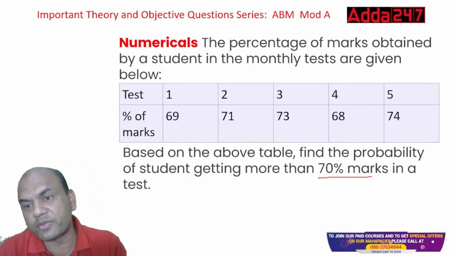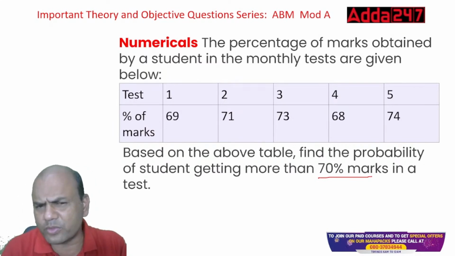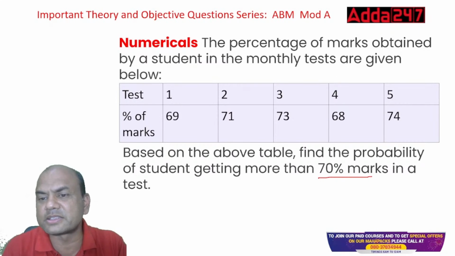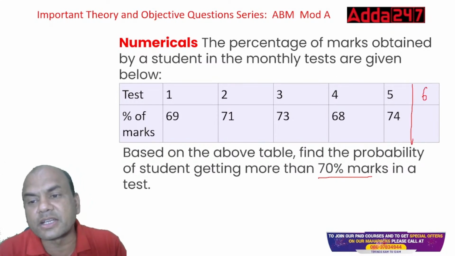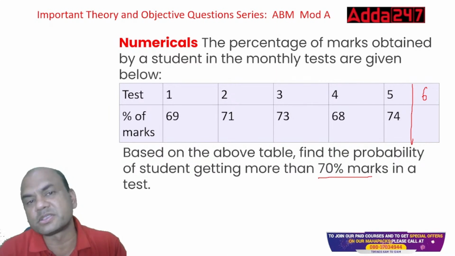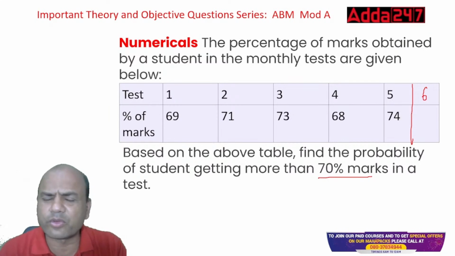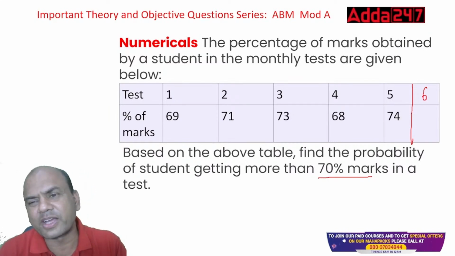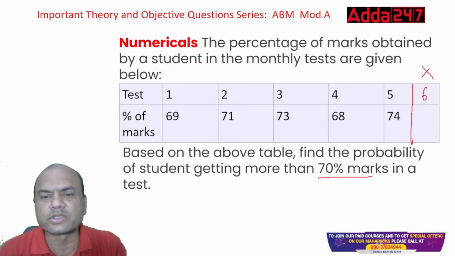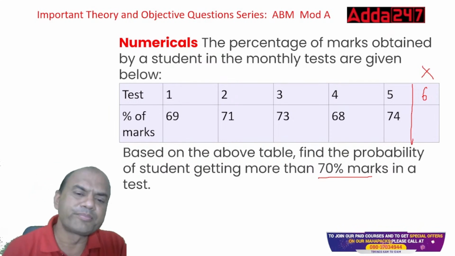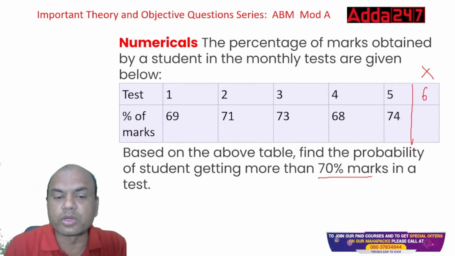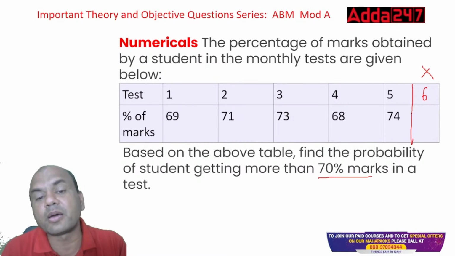Suppose I take test number 6 now. What is the chance that the student will get more than 70%? That is the question. Here, the question is very simple. Forget the 6 now, we will focus on only 5. So, total tests are 5. Out of 5, how many are above 70?